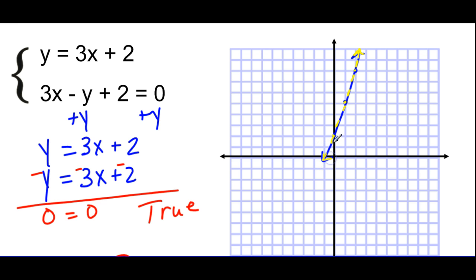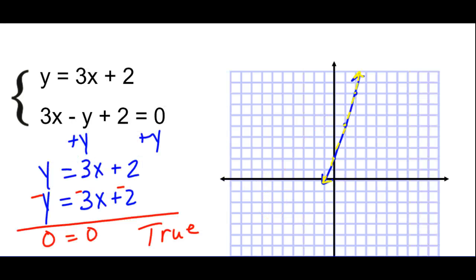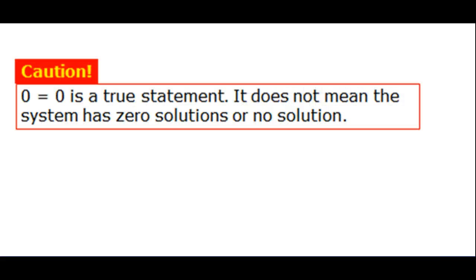Now, the first one is an inconsistent system because it has no solution. This is a consistent solution, but it is dependent because the two lines are right on top of each other. So there's our classification. You notice in the last one I came up with 0 equals 0. That's a true statement. It does not mean that it has no solutions or that the answer is 0. It simply means that it's a true equation, and so that means that they are the same line.